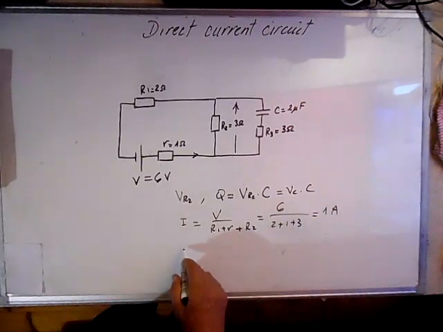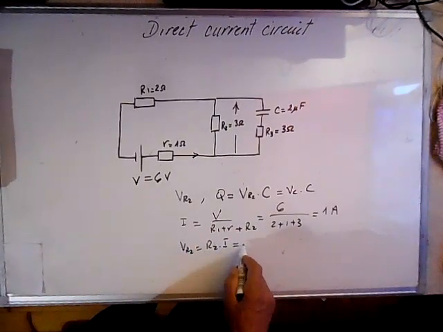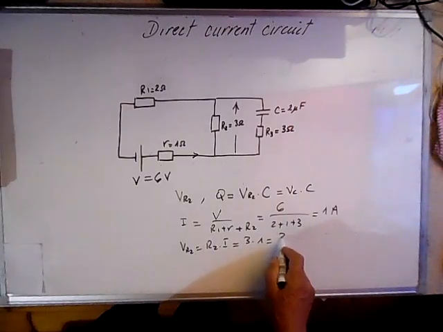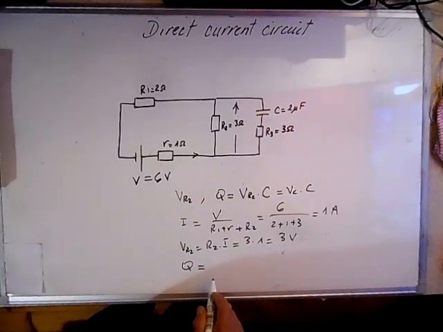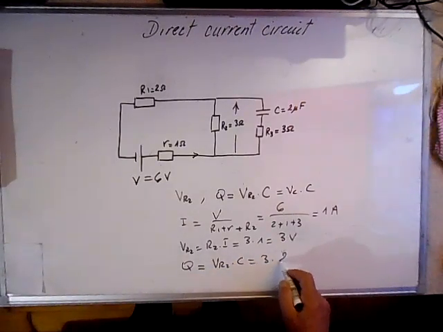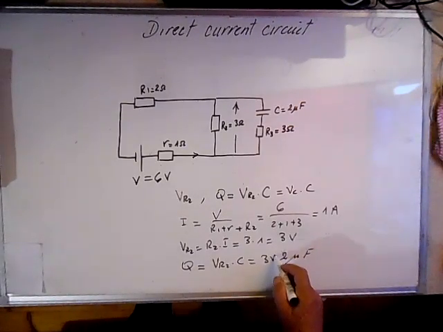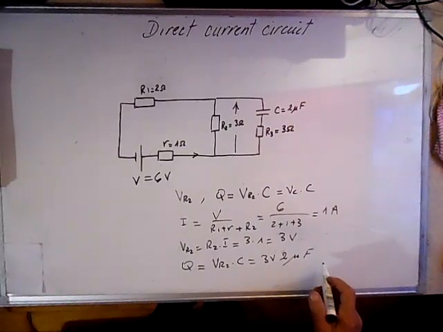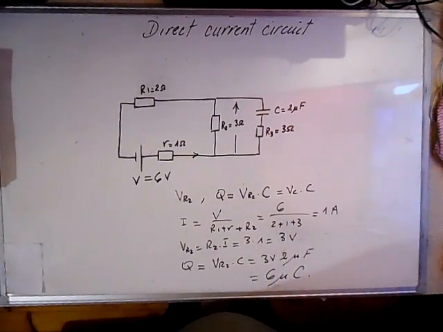And from here we can calculate VR2. VR2 is R2 times I, and this is 3 times 1, this is 3 volts. And from here we can calculate the charge at the capacitor. It's VR2 times C, it's 3 times 2 microfarads. Here we have 3 volts. Volts times farads is coulomb, so it means it's 6 microcoulomb. And that's it. We finish, and thank you very much.